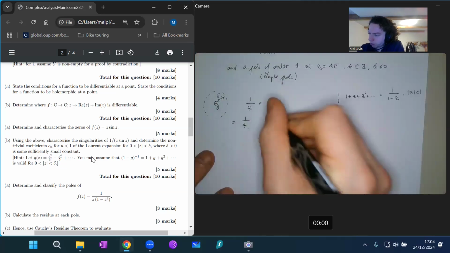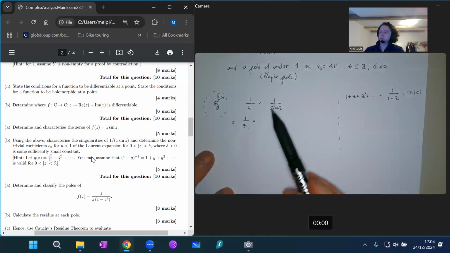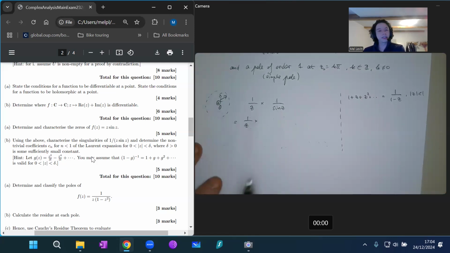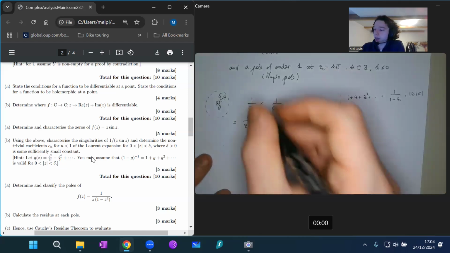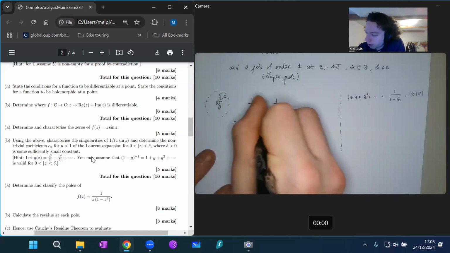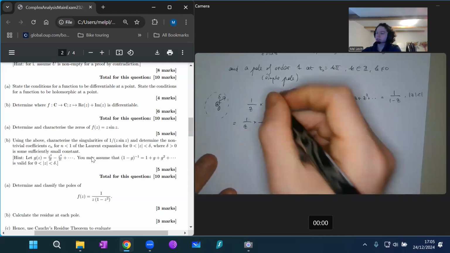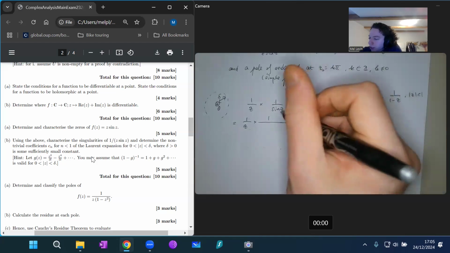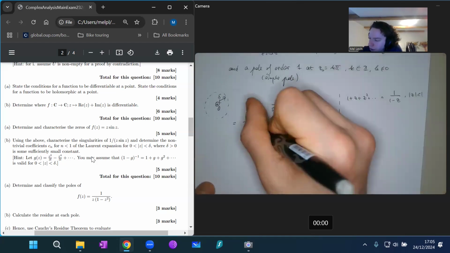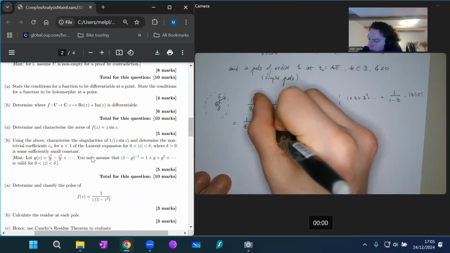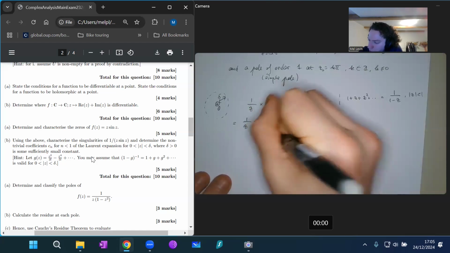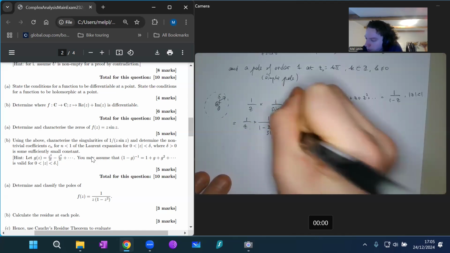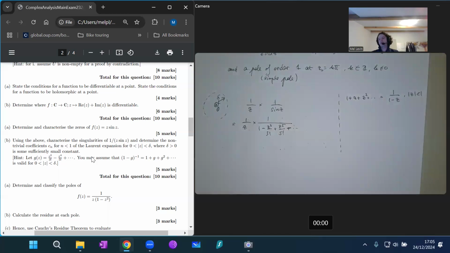Let me first replace sine of z with its Taylor series, which is valid for absolutely all z. So sine of z is by definition a Taylor series centered around 0, and it's this one: 1 minus z cubed over 3 factorial plus z to the 5 over 5 factorial minus, and so on, something like that.